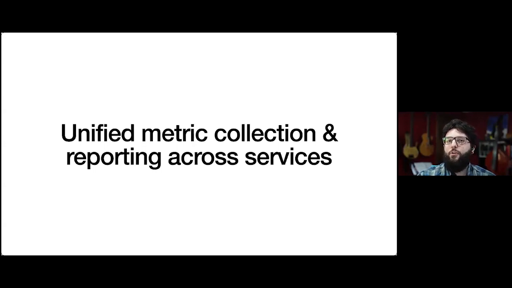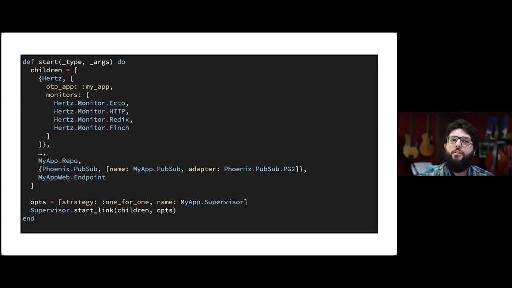So if you don't use that stack, the library might not be so useful, but I'm hoping the concept is useful. This is how we essentially start it. This is an application supervisor. You can see there's a worker in here called Hertz, and it has a list of monitors, one for Ecto, one for HTTP, which handles both Phoenix and Cowboy, one for Redix, and one for Finch. And that's all that we need to start up these monitors.